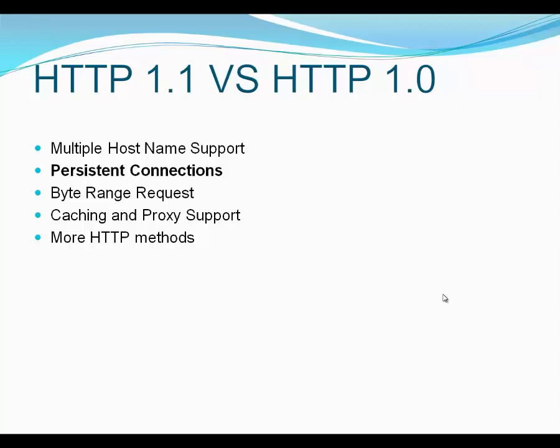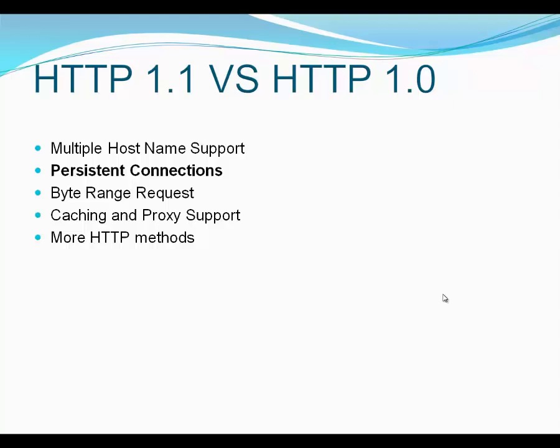In 1.1, multiple host names were supported. This resulted in the concept of virtual hosting. Till 1.0, on one IP, only one site was possible to be hosted. Since 1.1 started supporting multiple host names, even on one IP, multiple websites were possible to host. So this ensured that a lot of IPs were saved. Otherwise, we would have run out of IPv4 addresses long back.